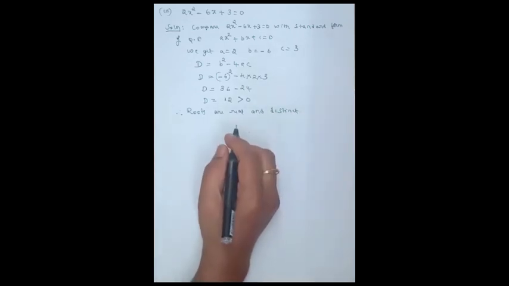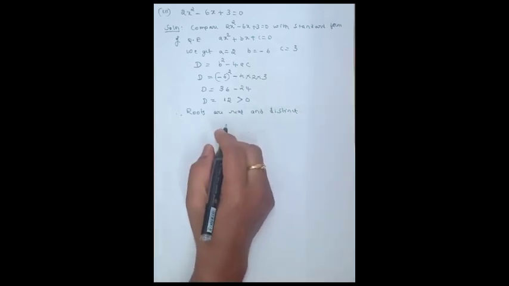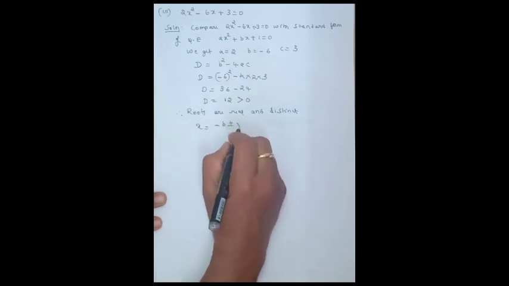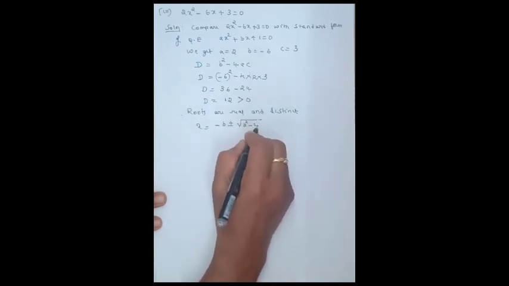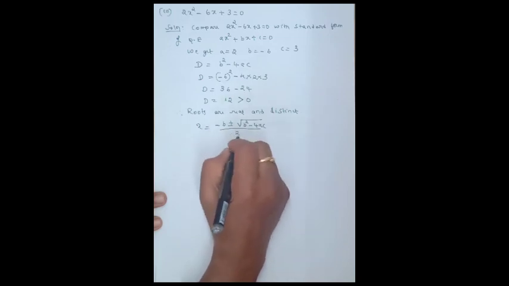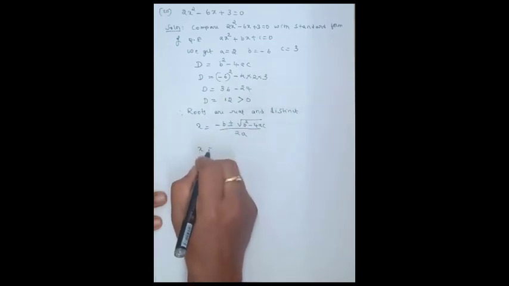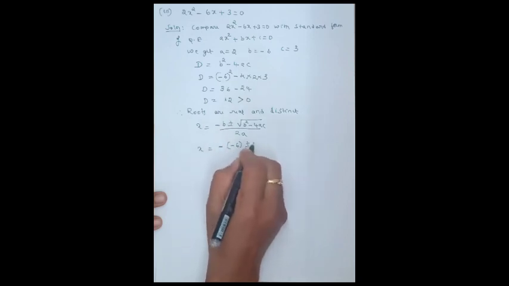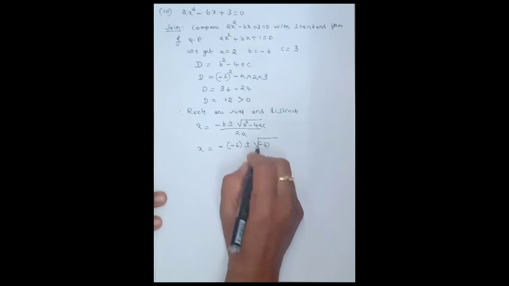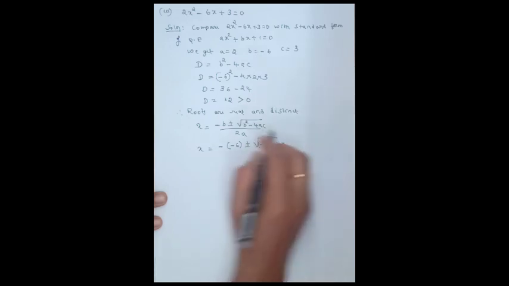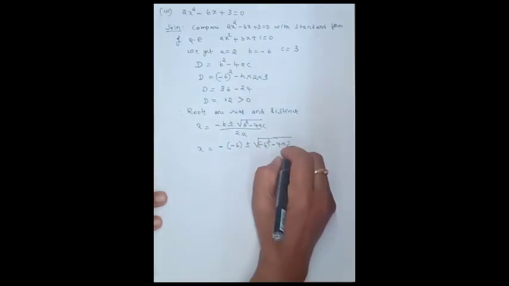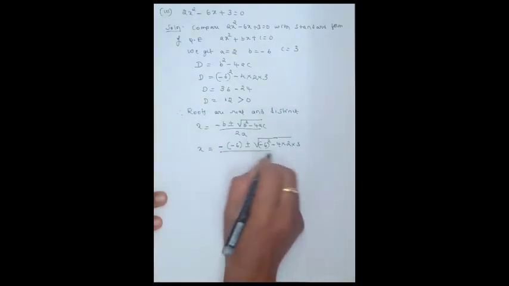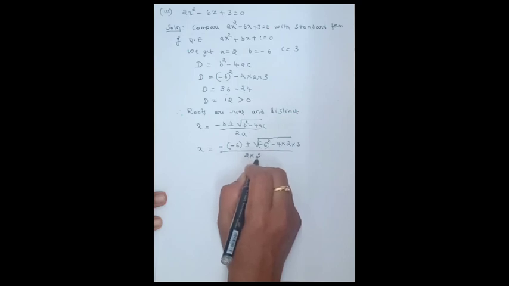If the roots exist, we need to find them. Let us apply the quadratic formula. x is equal to -b plus or minus the square root of b² - 4ac, whole divided by 2a. x is equal to -b, b value is -6, plus or minus the square root of (-6)² - 4 into a value 2 into c value 3, whole divided by 2 into 2.